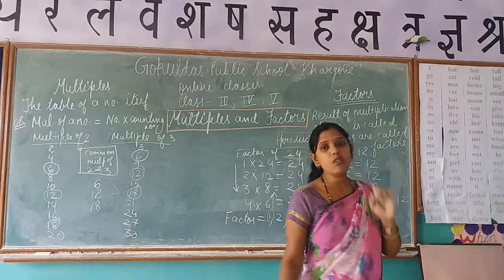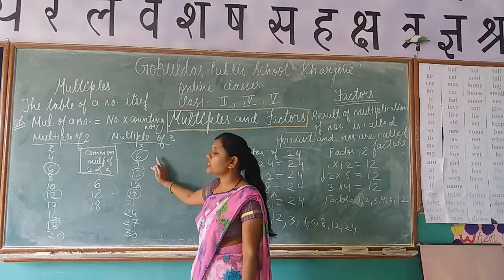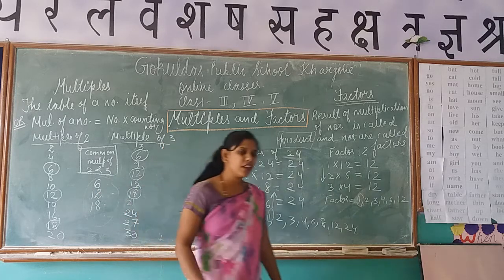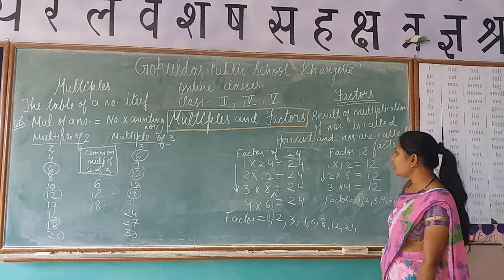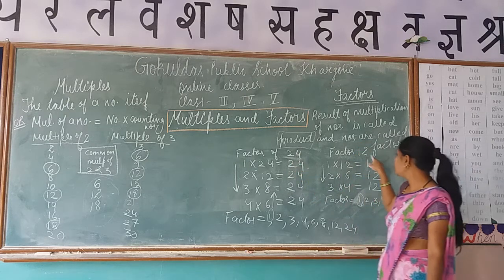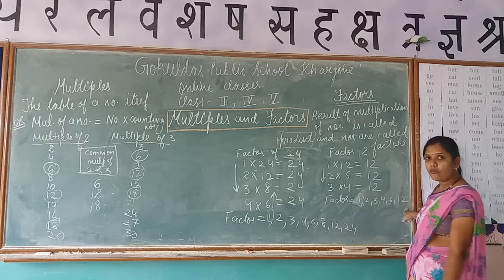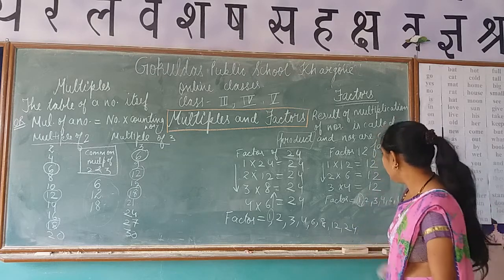Okay. Now in the multiples question, we found the common multiple. In the same way, in factors also we will find the common factor. So we will find the common factors between 24 and 12. These are the factors of 24 and these are the factors of 12. So what are the common factors of 12 and 24?